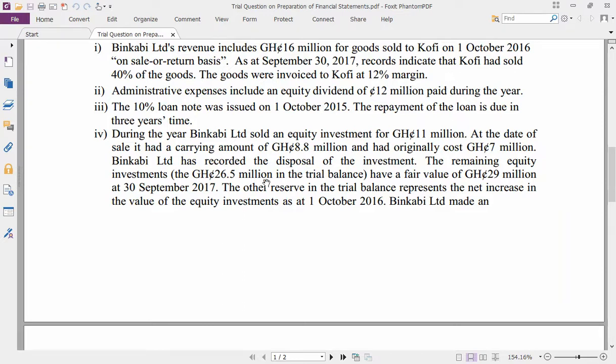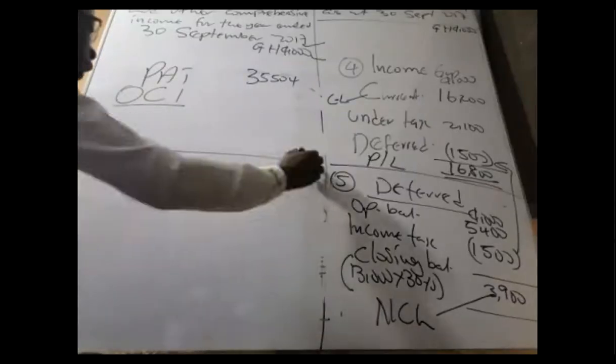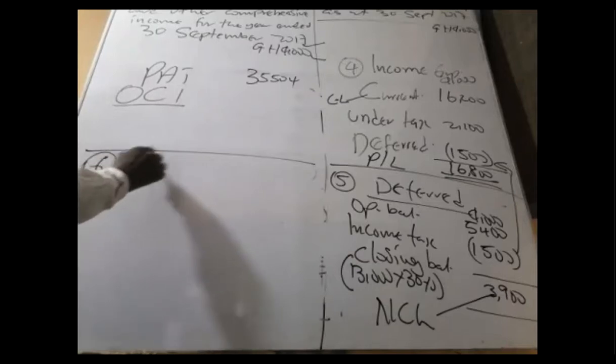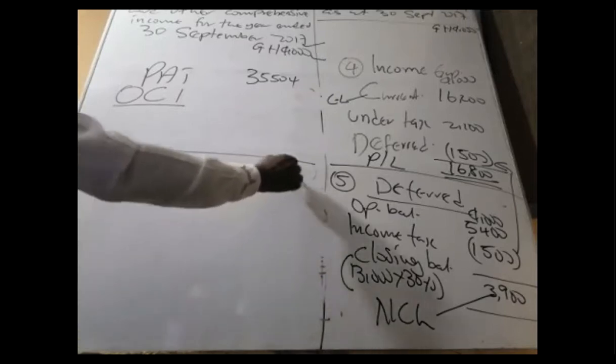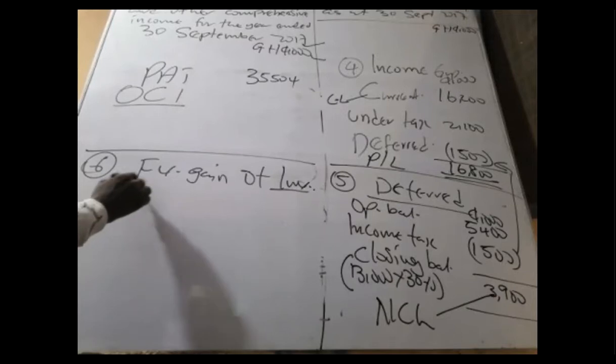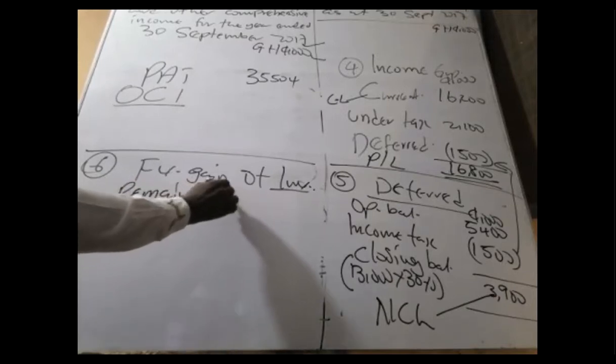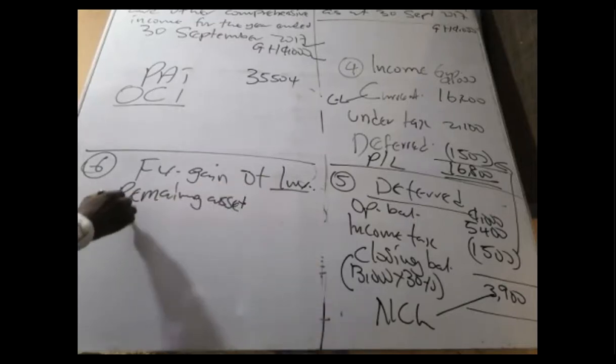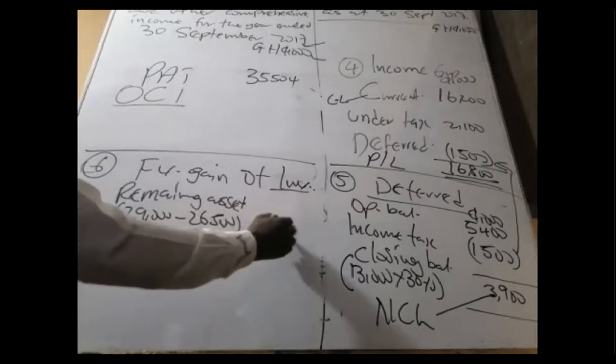So first of all, let's do something here. The remaining, so fair value gain. Let's copy it somewhere. Working number six: fair value gain on the financial asset, or on the investment. Fair value gain on the remaining assets, in brackets, the closing balance 29,000 less 26,500. What do you get? 29,000 less 26,500 is 2,500. I'll take that. That will give us 2,500.